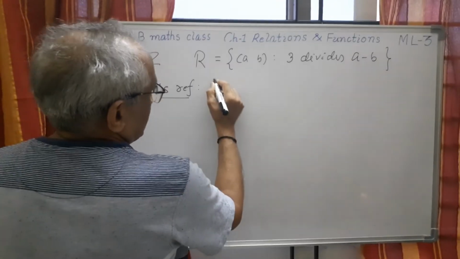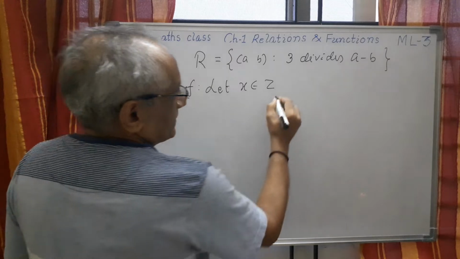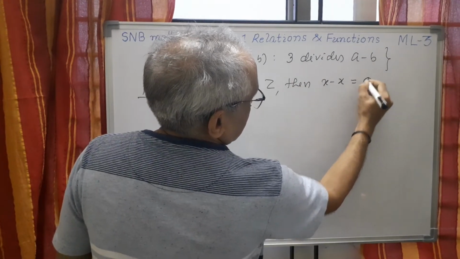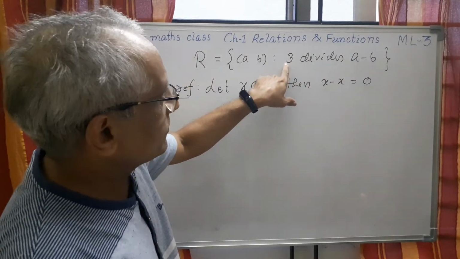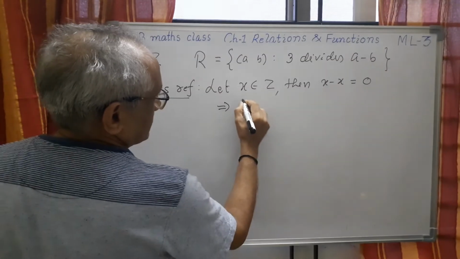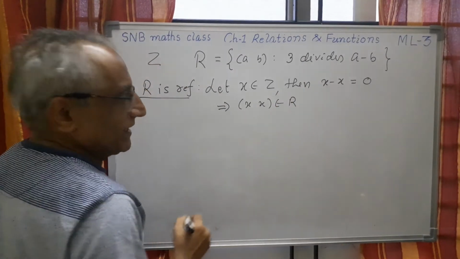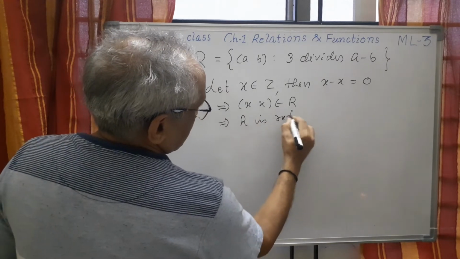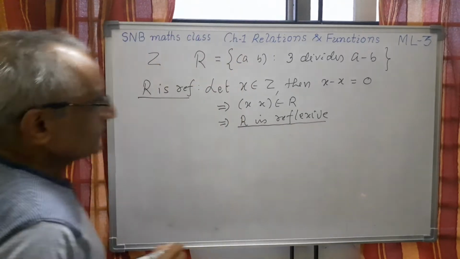So now let x be an element in Z. Then x minus x is 0, and this 0 is divisible by 3, or 3 divides 0. So this implies (x, x) belongs to R. So by definition, R is reflexive. So the first thing is established.